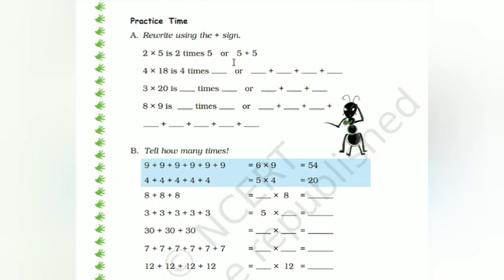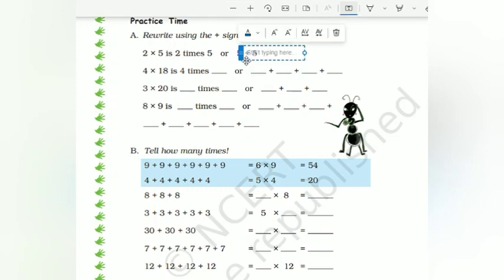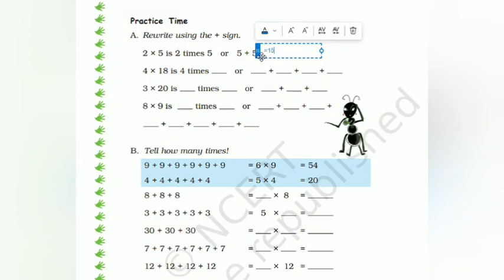Rewrite using the plus sign. So what we have to do here, this into has to be changed into plus. So 2 into 5 means 2 times 5. So 5 how many times we have to write? 5 2 times we have to write. So 5 into 2 can be written as how much? 5 plus 5 that is equal to. Okay, you can write here equal to. That is equal to 10. So 5 plus 5 or 5 into 2 will be equal to 10.